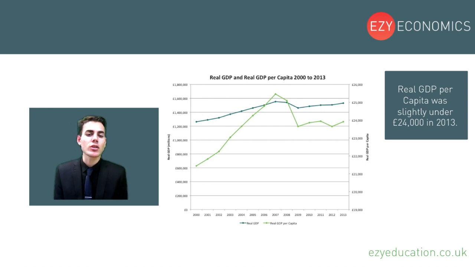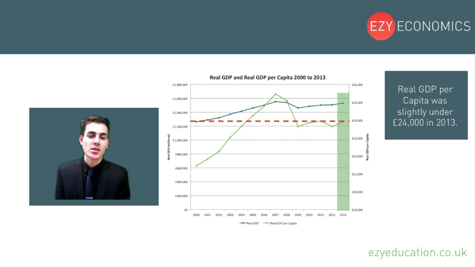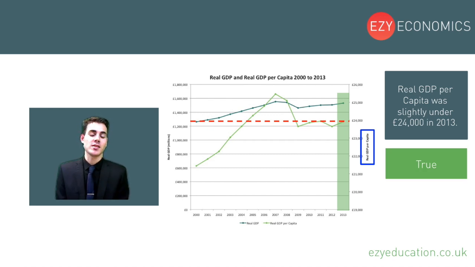And finally, real GDP per capita was slightly under £24,000 in 2013. Well, because we're looking at real GDP per capita, we're interested in the green line, and in 2013 we're interested in this green shaded region here. If we draw a line at the data point in 2013 for real GDP per capita, and we read off the correct y-axis, which is the right-hand side, we can see we get a value that is just below £24,000, which is exactly what the statement tells us. So therefore, the data in the chart seems to back up the statement, and therefore this is the true and correct statement.